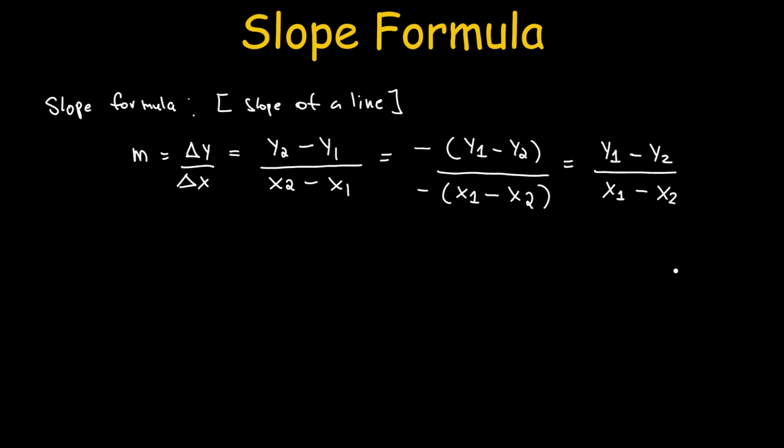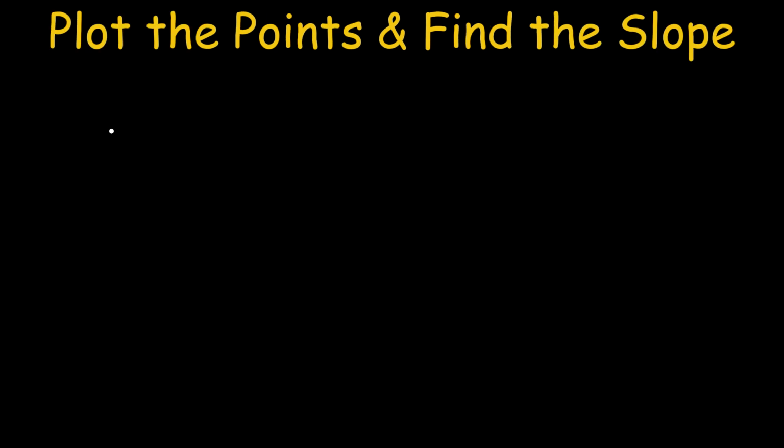Now that we understand the graphs, now that we understand the slope formula, it's time for us to practice finding the slope of a line passing through two points. So let's work on some examples. Let's go ahead and plot the points and find the slope. This is our first example here. These coordinates are (3, -4) and (5, 2). The first thing we need to do is plot the points.